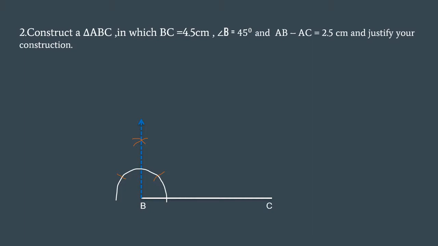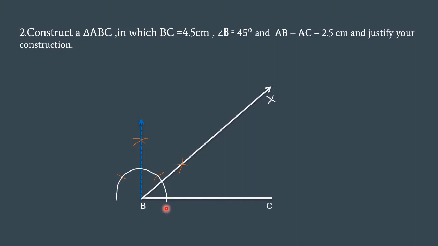This is the 90 degrees line. Now bisect this line and this line. You'll get 45 degrees. So BX will be a 45 degrees ray.